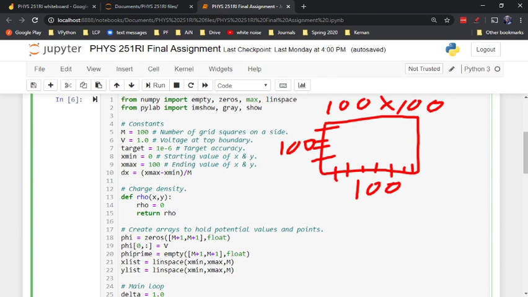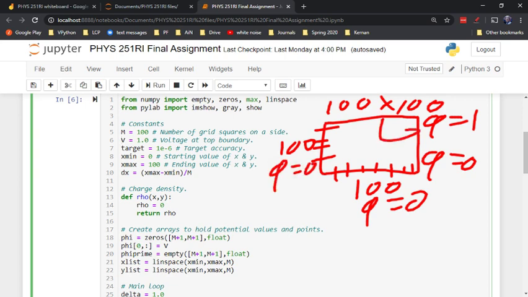This V here is going to be the voltage or the potential set at the top. So up at the top, we're going to have phi equal to 1. Everywhere else, we're going to have phi equal to 0. All right, so the top is the piece that's going to have phi equal to 1.